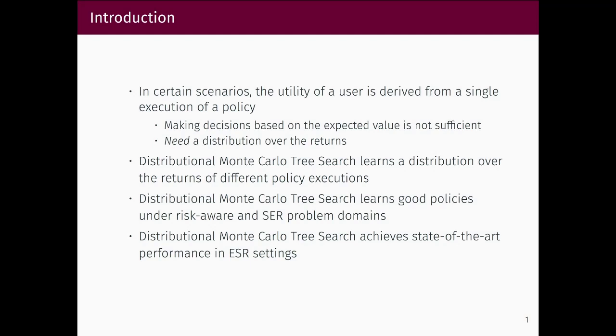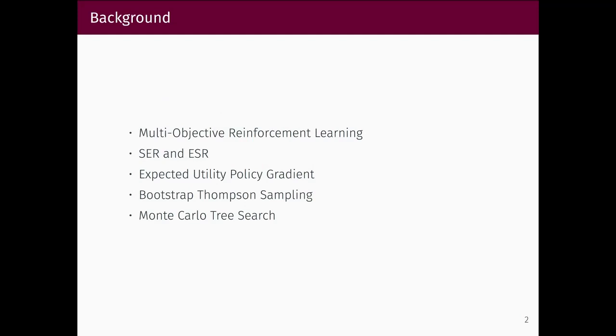And our key insight is that we need a distribution over the returns instead to make decisions. So we present a distributional Monte Carlo tree search algorithm, which learns a distribution over the returns of different policy executions. And we show that this distributional Monte Carlo tree search can learn good policies under risk-aware and SER problem domains and achieve state-of-the-art performance in ESR settings.